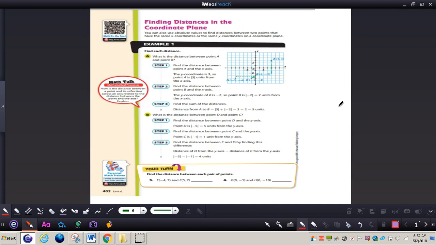Okay, now that you've read through those steps for both A and B, let's take a look at question 3 together. Okay, so first of all, we can see point (-4, 7), and then (5, 7). We need to find the distance between each pair of points. Now, first thing we want to take a look at is which coordinate is the exact same.